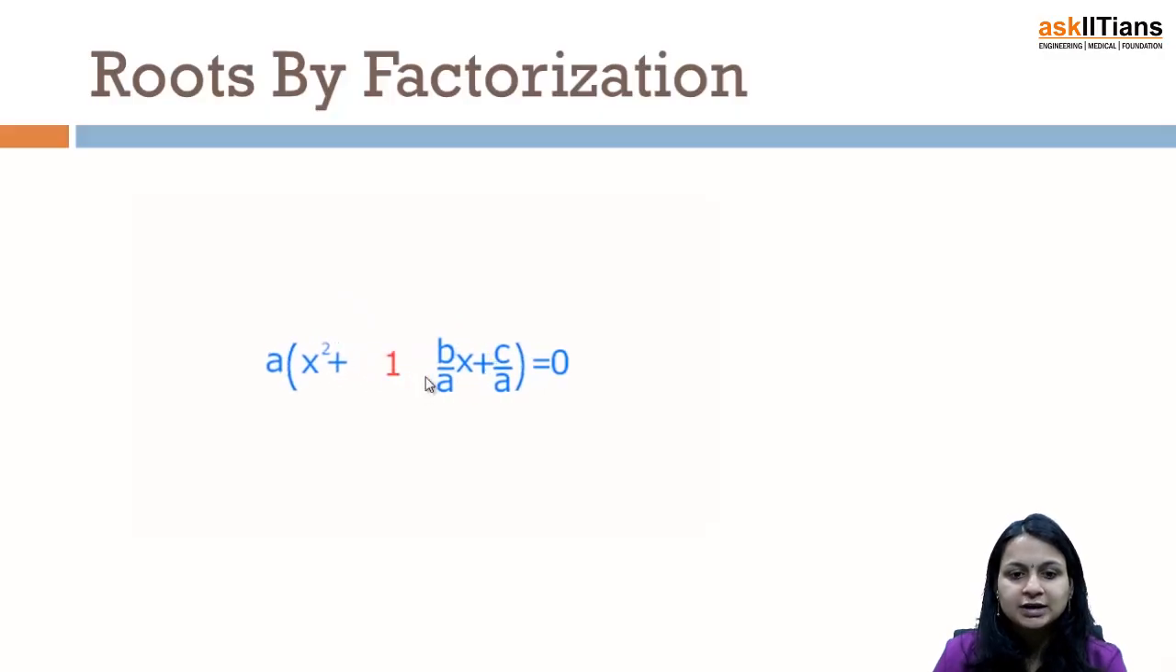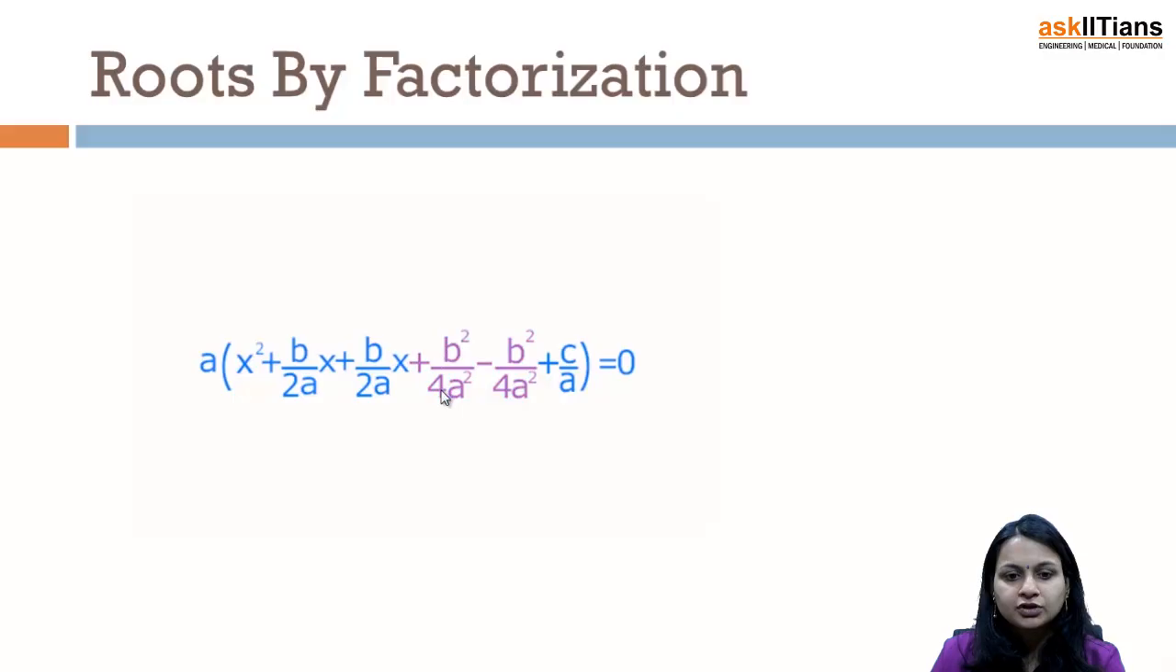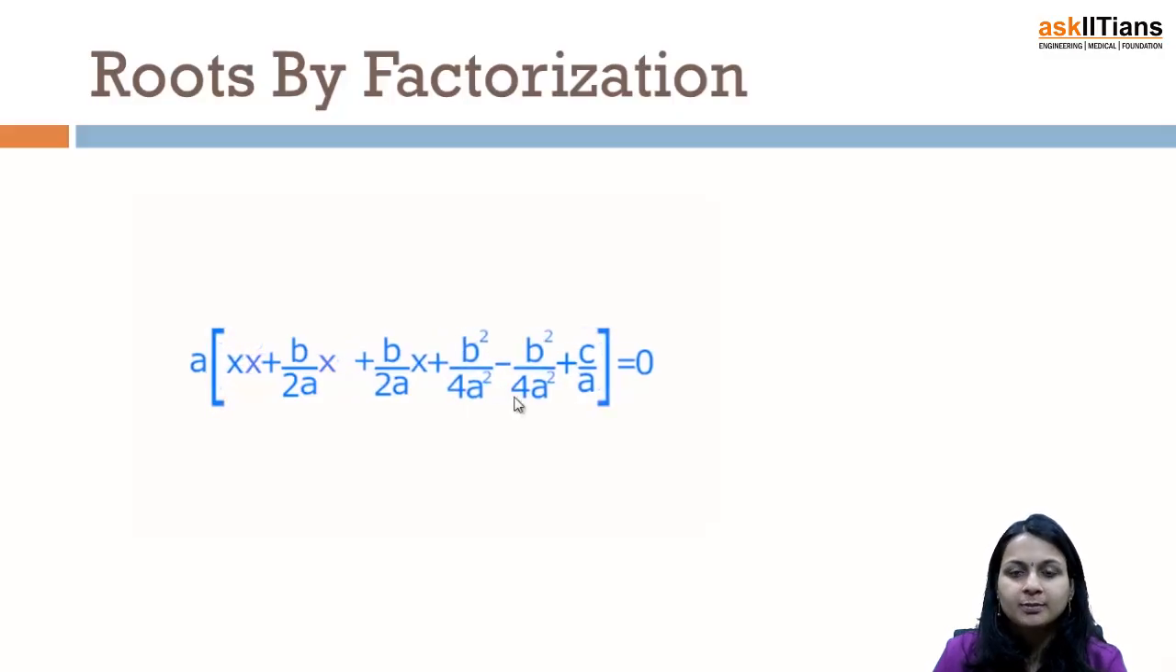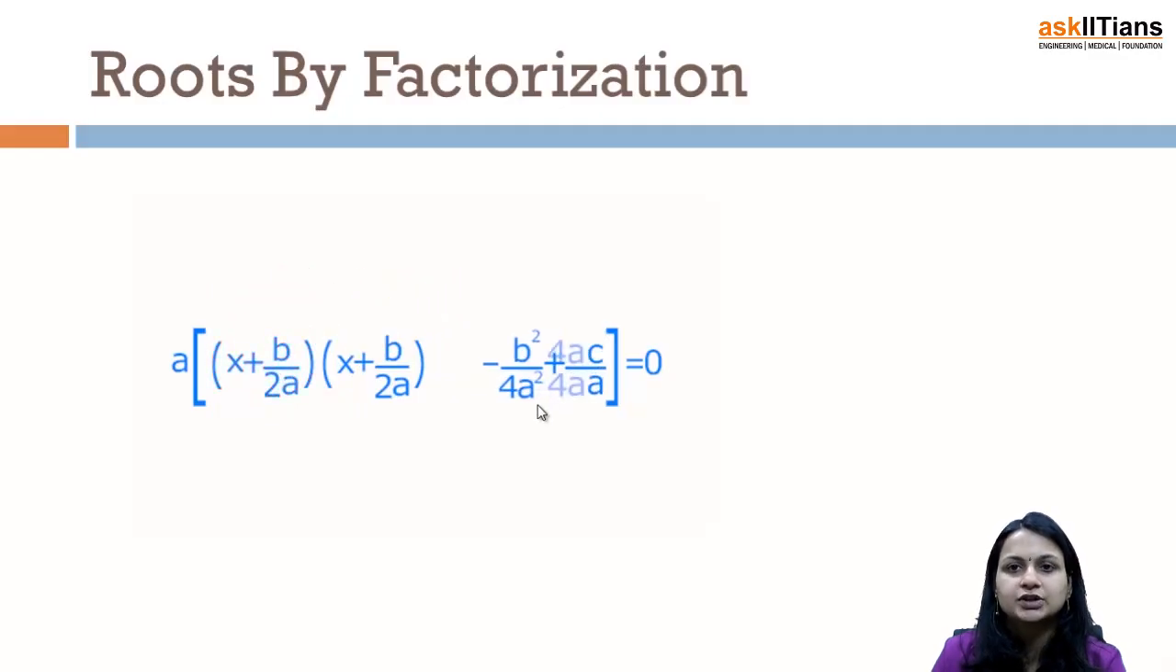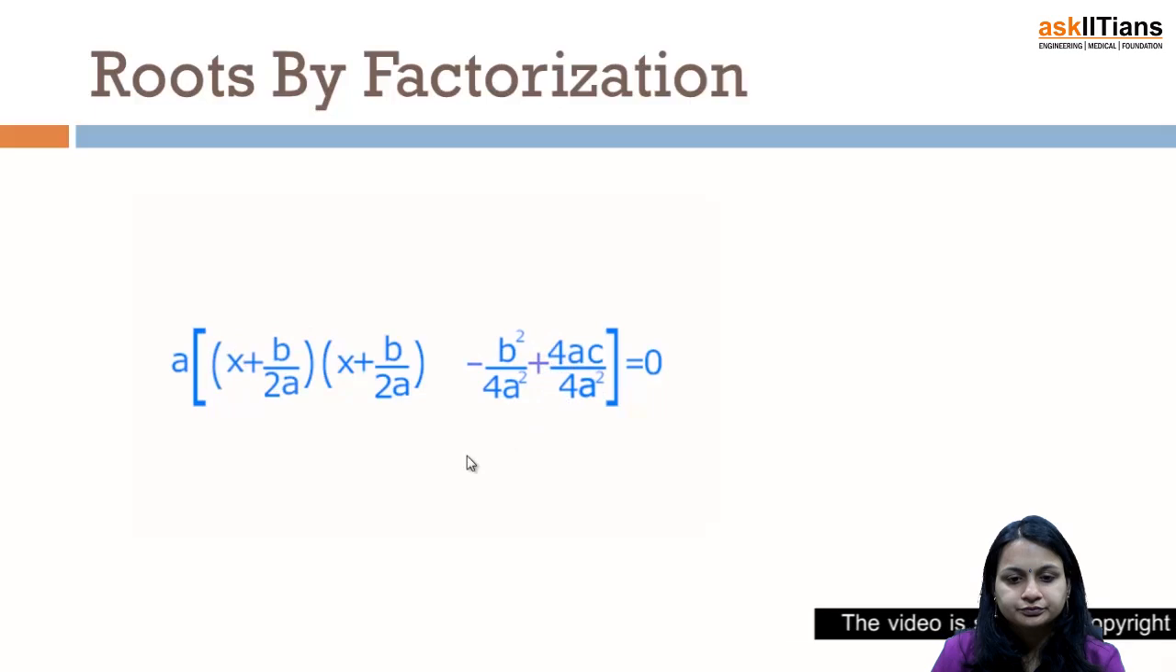Now you can see that we have split the middle term, b upon a x, into two parts, half plus half. So here I can take x common. But for this I have to add b square upon 4a square minus b square upon 4a square. So here I can take x common and here I can take b upon 2a common. So this gives me x plus b upon 2a into x plus b upon 2a. And here you can see that we are taking minus common and creating b square minus 4ac upon 4a.